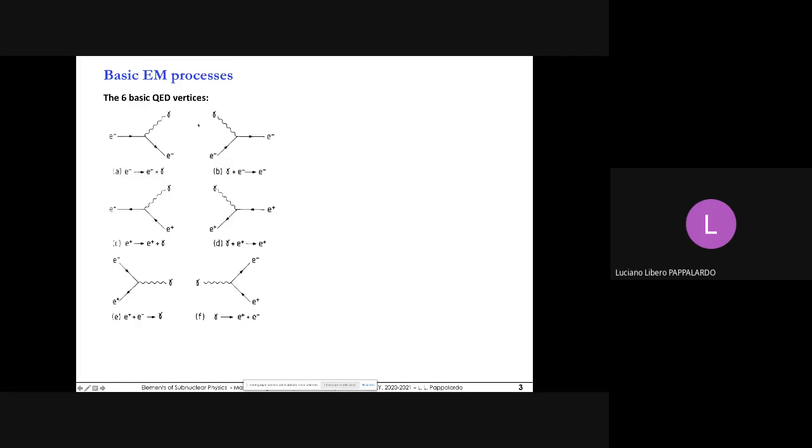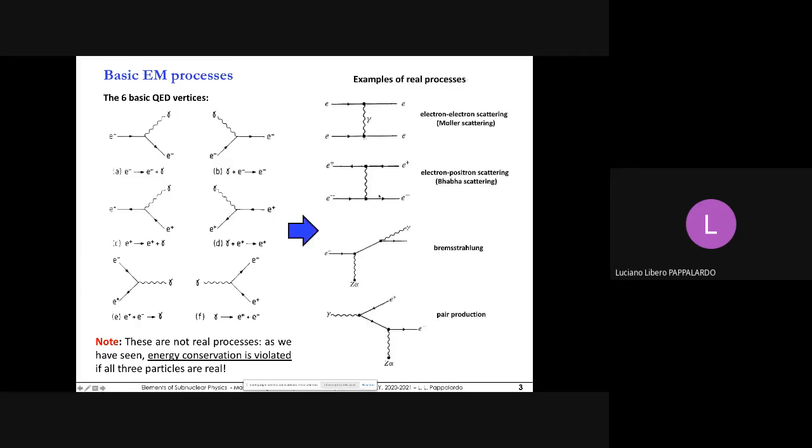So these are the basic QED vertices, but this does not mean that these diagrams correspond to real processes. In fact, as we studied already two lessons ago, this cannot be a real process because energy conservation is violated if all three particles are real. So in order to describe real processes, we need full diagrams like this, where now we have at least two vertices in each one, and where the process is interpreted as the exchange of a virtual particle in between. The first example here is the electron-electron scattering, which is also known as Møller scattering.